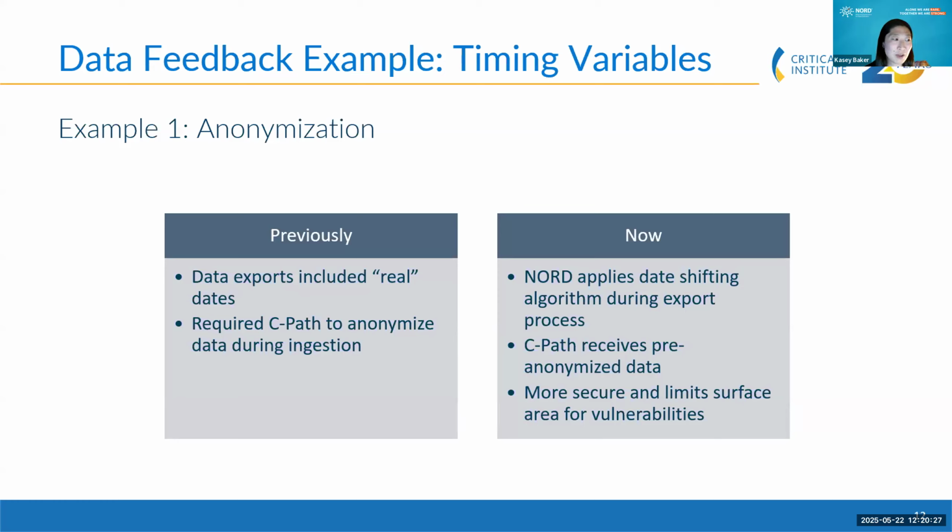So what CPath had devised at that time was the shortest, most efficient way. But with this new transition, it's much more secure. It's much faster. So this has been really great to ensure that, again, the process is more secure for shifting these timing variables and limiting the surface area for vulnerabilities with the transitions.